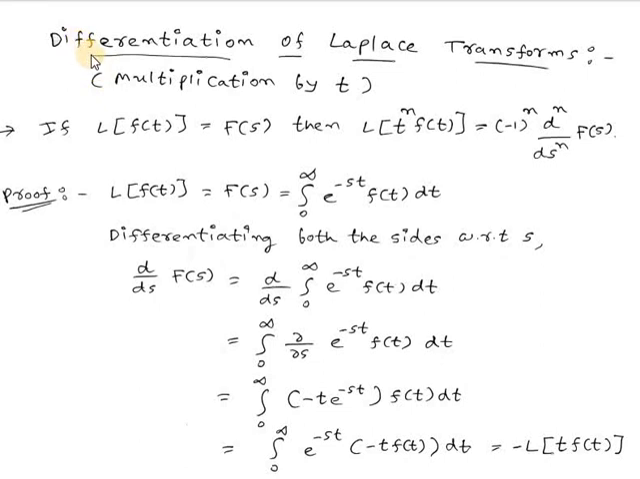Hello students, today we will discuss a new topic, that is differentiation of Laplace transforms, which is also called multiplication by t. So if Laplace of f(t) is equal to F(s), then Laplace of t^n f(t) is equal to (-1)^n d^n/ds^n F(s). Now we will prove this result.